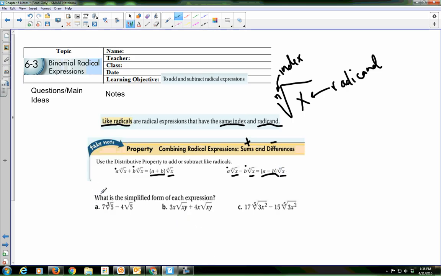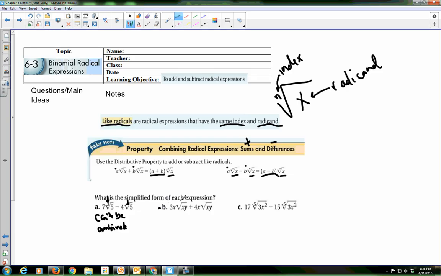So let's take a look at these example problems. 7 cubed root 5 minus 4 square root 5. This cannot be combined. I do not have the same indexes. This is a cubed root and this is a square root. So I cannot combine those two.